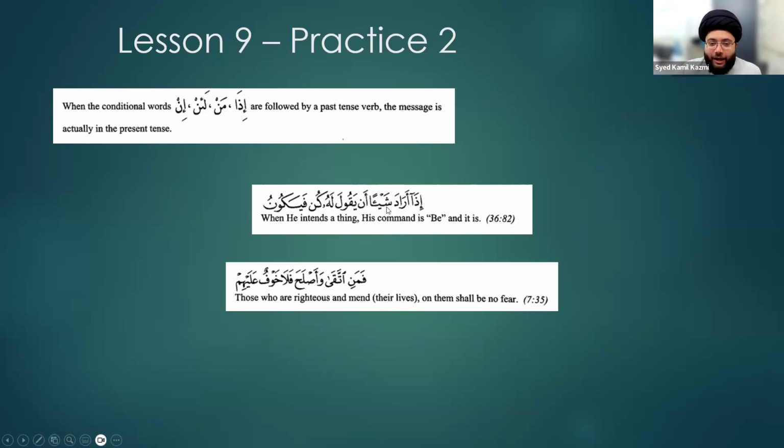So, إذا أراد شيئا أن يقول له كن فيكون. We have a hadith from Imam Ali alayhi salam. It's a very beautiful hadith. You see this fa over here? Fa, kun, fa, yakun. Imam Ali says, I am the fa on kun fayakun. In the sense that when Allah intends something, right, by means of the wali of Allah, that thing takes place.